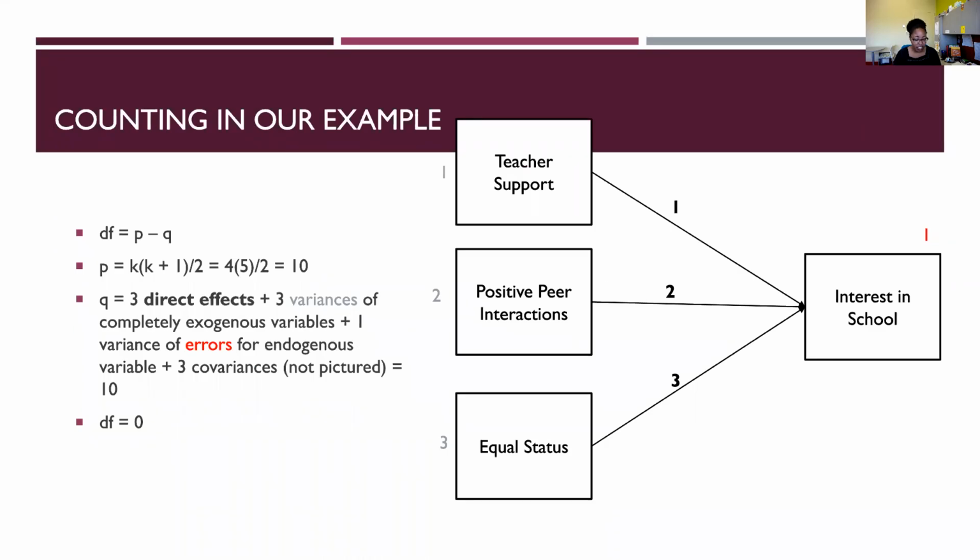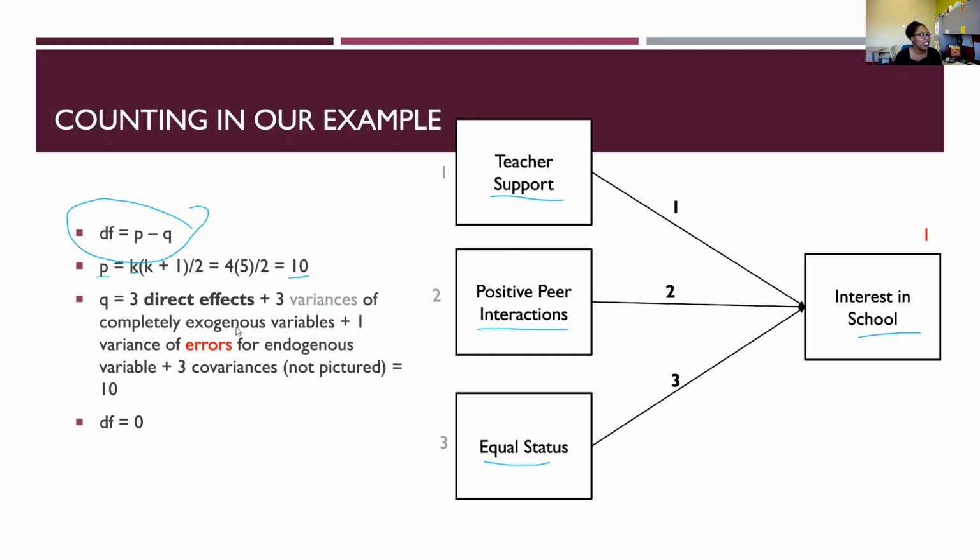All right, so here's how you count this example. So first, remember degrees of freedom is P minus Q. The first thing we're going to do is calculate P, and remember K is our number of observed variables. Our observed variables are anything in squares. So teacher support 1, positive peer interactions 2, equal status 3, interest in school 4. 4 observed variables, 4 times 5 divided by 2 equals 10. So P is equal to 10 because we have 4 observed variables. All right, so that's our counting for our data points.